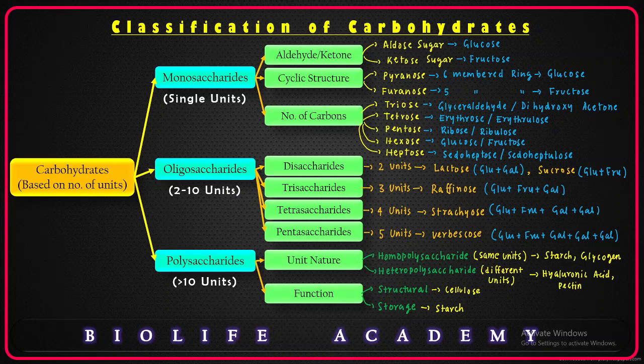On the basis of function, they can be structural or storage. The structural carbohydrates are cellulose, pectin, etc., while the storage carbohydrate is starch. So through this trick, you can study the carbohydrates in a very short time and revise them very quickly.